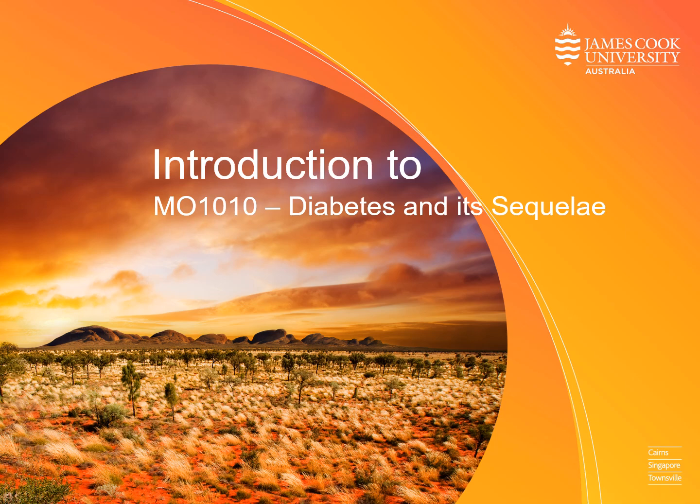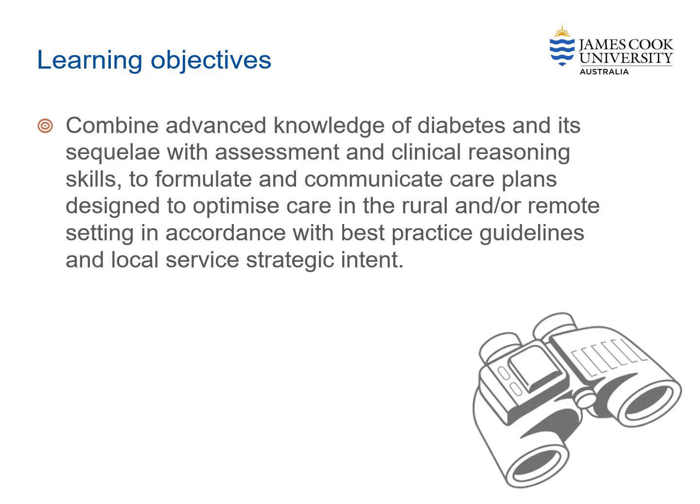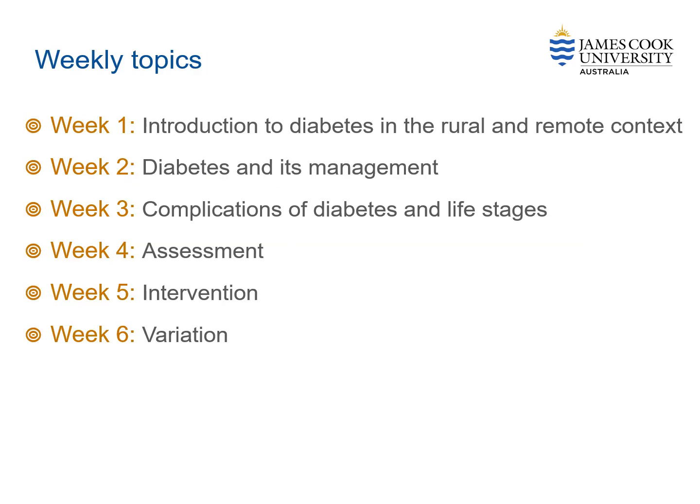The intended learning outcome for this module is that you'll be able to combine advanced knowledge of diabetes and its sequelae and assessment and clinical reasoning skills to formulate and communicate care plans designed to optimise care in the rural and remote setting in accordance with best practice guidelines and local service strategic intent. This module goes for 6 weeks with 22 hours expected workload. You can see the weekly topics here.